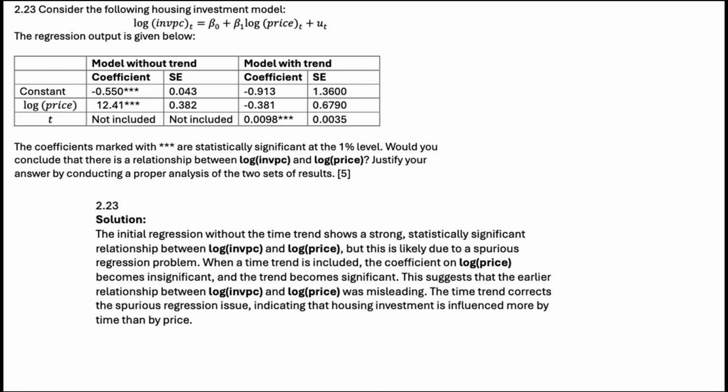Then they like to mention this thing about the spurious regression problem. To remember it, spurious means fake. So when a time trend is included, the coefficient becomes insignificant, which suggests that the earlier relationship was misleading, or spurious. The time trend corrects the spurious regression issue, indicating that housing investment is influenced more by time than by price.